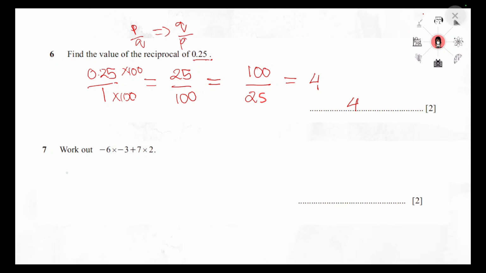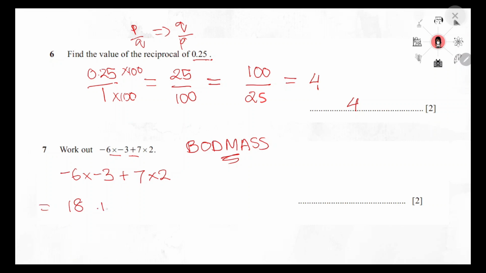Question 7. Work out minus 6 into minus 3 plus 7 into 2. According to BODMAS, we know that out of the multiplication sign and the addition sign, we have to first solve the multiplication part. So we first carry out minus 6 into minus 3, which gives us positive 18, plus 7 into 2, which gives us positive 14. When we add these two, we get 32. Thus, 32 is our answer.